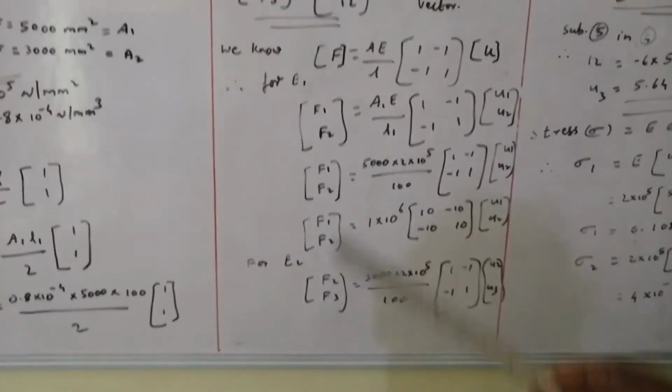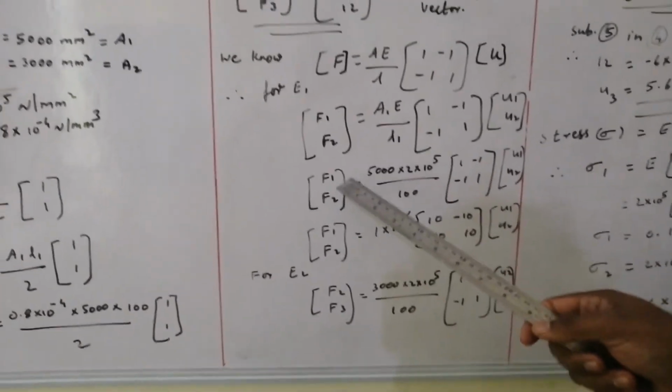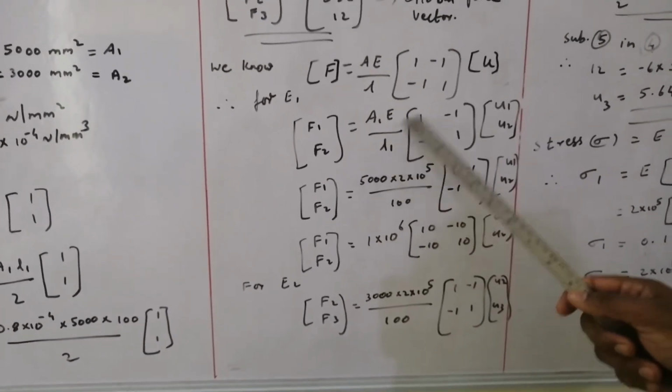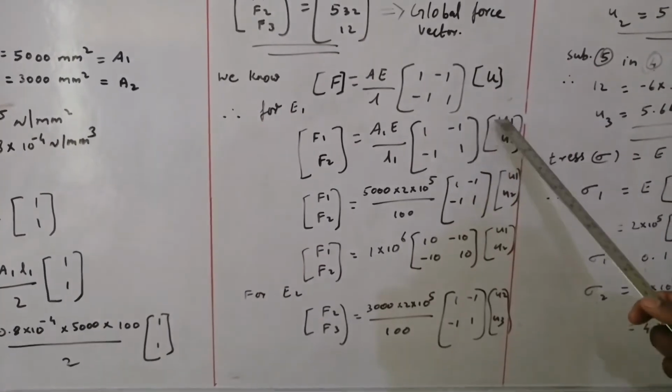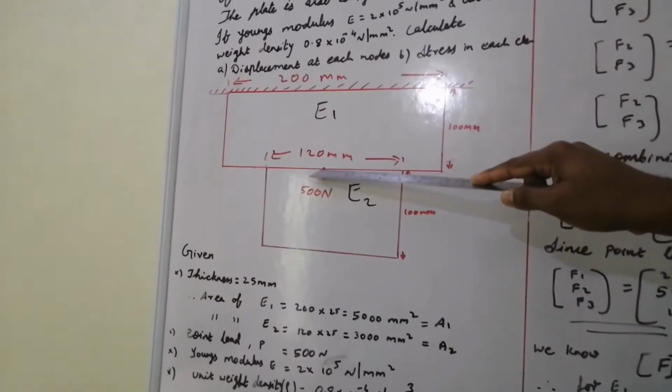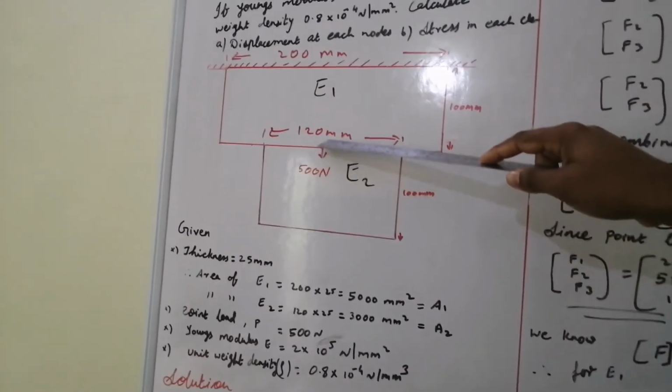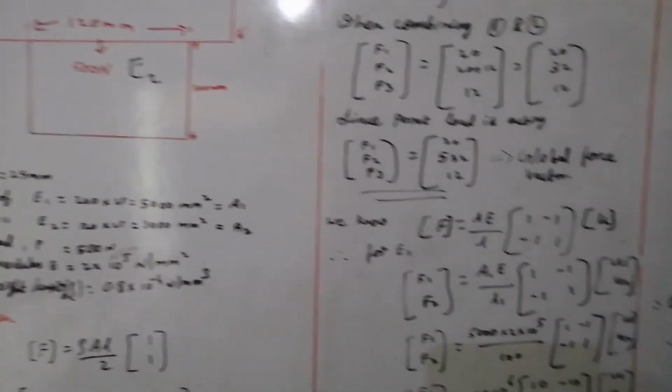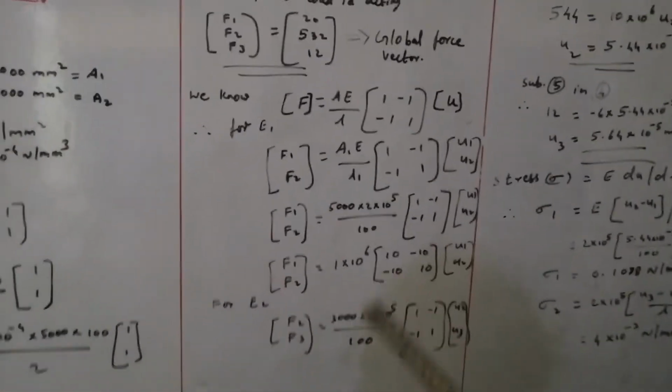For E1, {F1, F2} equals A1E by L1 times [1, -1; -1, 1] times {U1, U2}. I already mentioned, for element 1, U1 will be here and U2 will be here, and for element 2, U2 will be here and U3 will be here. And we are again applying the values.